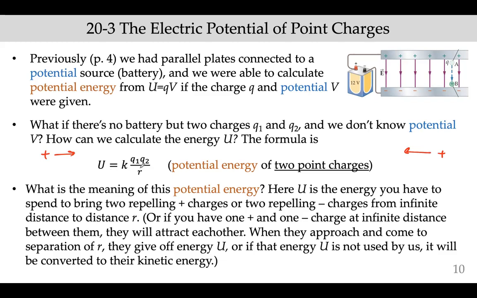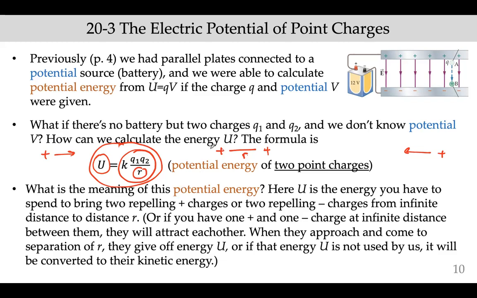When the separation is infinite, the potential energy is zero. And finally, you bring them close, and the distance between them is r. The meaning of this potential energy is the energy that you have to spend to bring these two charges from infinity to a separation of r. So it's the energy that you have to spend to bring those charges close to each other.